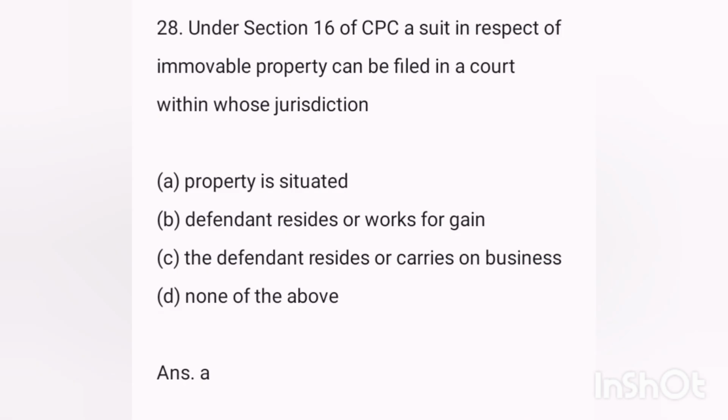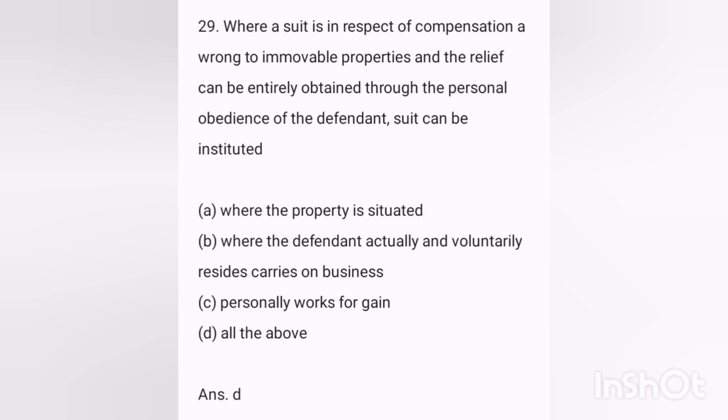Next, under Section 16 of the CPC, a suit in respect of immovable property can be filed in a court within whose jurisdiction. Answer was the property is situated. Next, where a suit is in respect of compensation for wrong to immovable property, the relief can be obtained through the personal obedience of the defendant. Suit can be instituted. Answer was where the property is situated, where the defendant actually and voluntarily resides, carries on business, personally works for gain, all of the above.